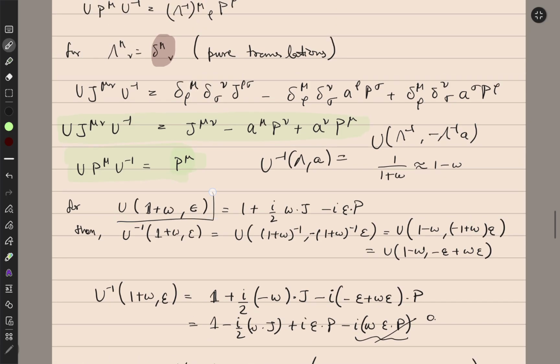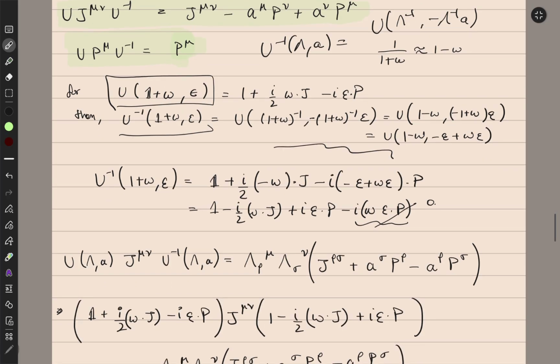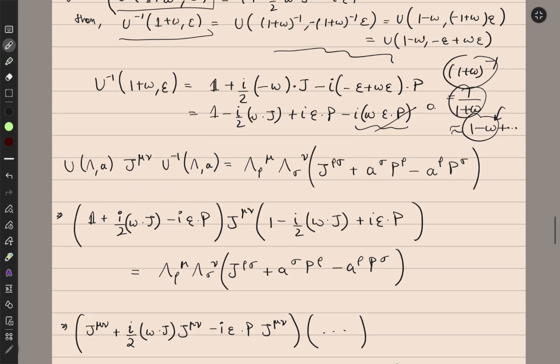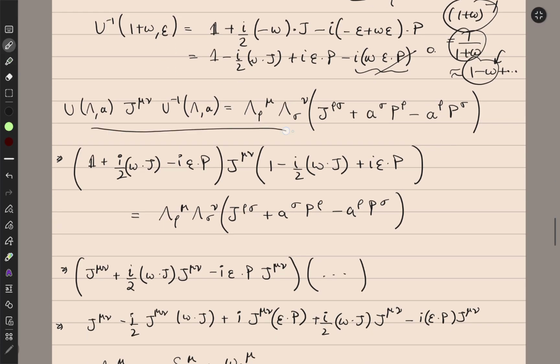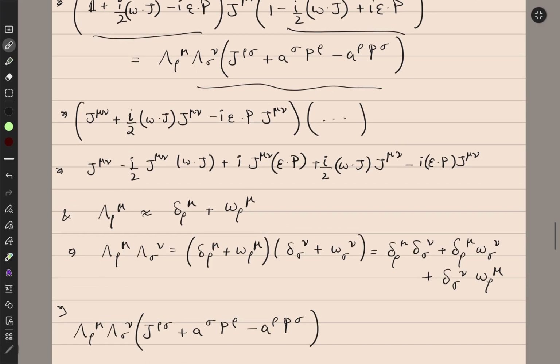So if this is my U, then U inverse according to this rule would be something like that, and the inverse of the 1 plus omega matrix would be 1 over 1 plus omega, which would roughly be 1 minus omega plus higher order terms in omega. Omega is a matrix, by the way, and this is also a matrix. So that's how we can find the inverse, and we can put all these quantities in, the inverses and the normal ones. We can expand the right hand side and so on.